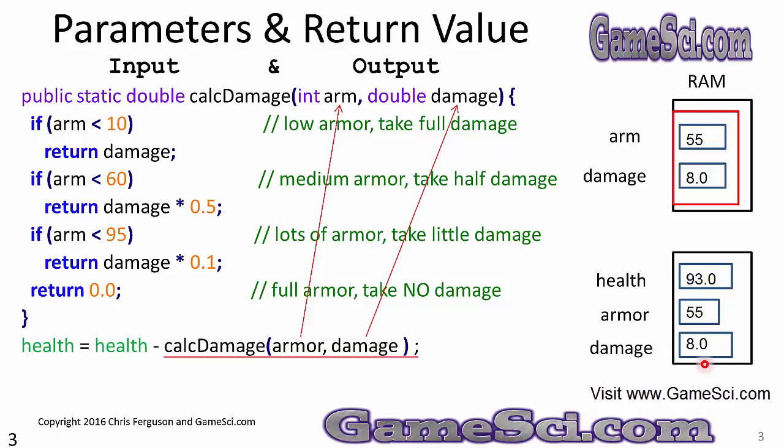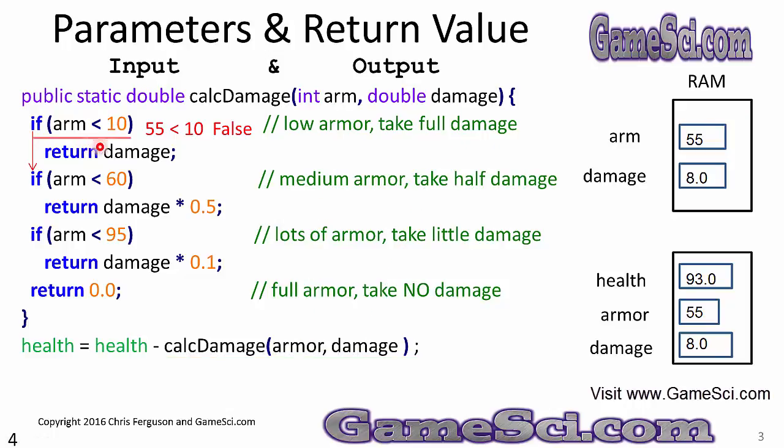There was a value in this damage variable of 8, and it was passed and assigned to this damage variable, so we see an 8 showing up there. And again, based on the amount of armor, we want to adjust the amount of damage that occurs to the character in this video game. If arm is less than 10, if my armor value is low, then I'm going to take a lot of damage when I take a hit.